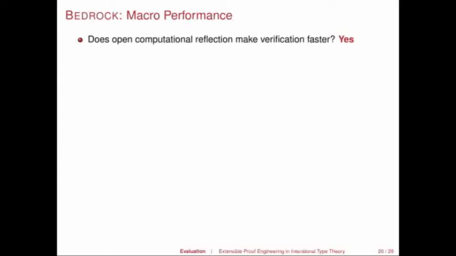So let's take a step back. Let's look at what performance looks like on the broad scale. Does open computational reflection make verification faster? The answer to that is yes. Does it make verification fast? It's reasonably fast. It's not amazing. Here's the overall picture of how verification works in the system, in order to understand why the answer is reasonably, as opposed to yes, it's blindingly fast.